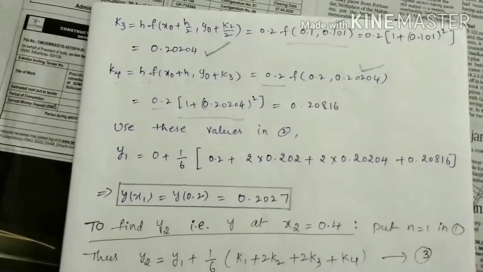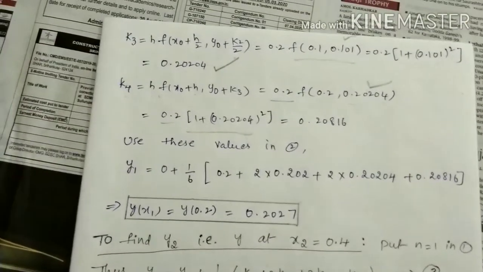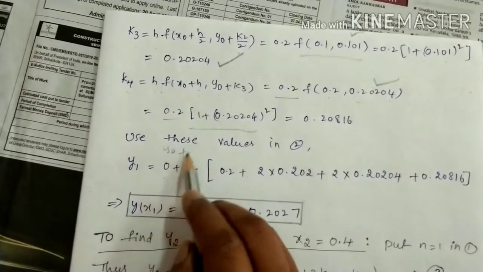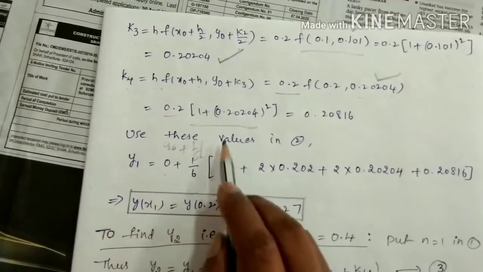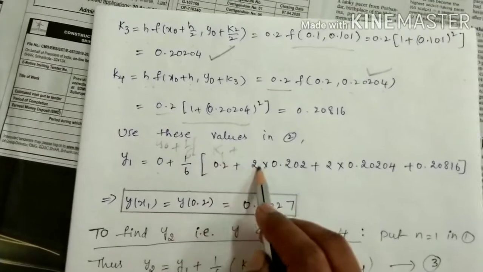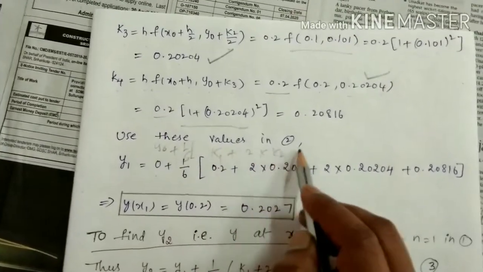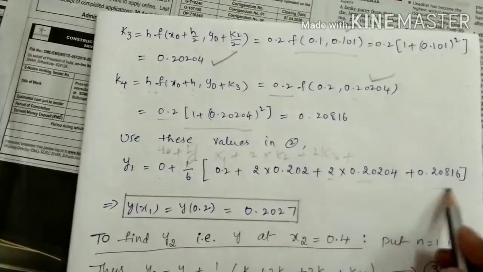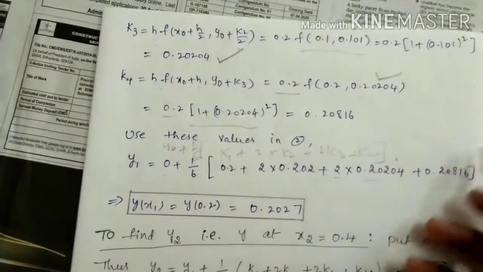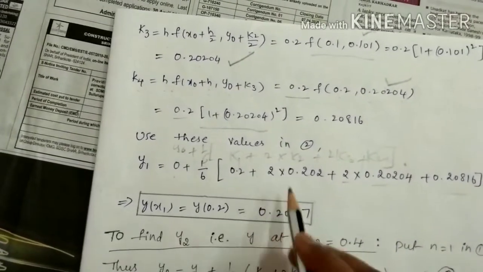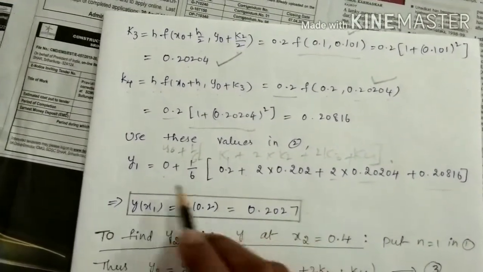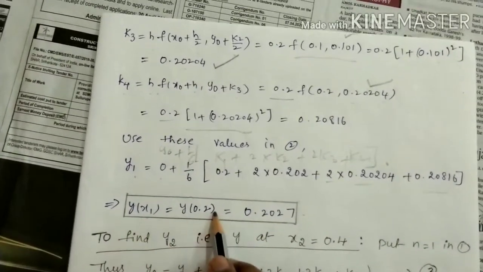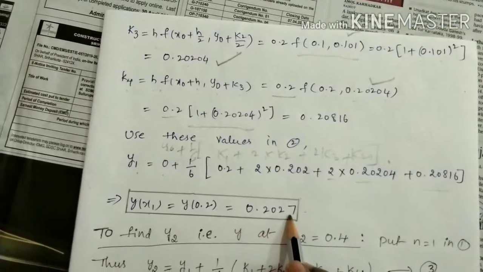Now we will use them in equation 2, so that y1 will be equal to y0, which is 0, plus 1 by 6 into k1 plus 2k2 plus 2k3 plus k4. Using the calculator, we can get this value as 0.2027. y1 in the sense is y of x1. y of x1 is nothing but y of 0.2, which is obtained as 0.2027.